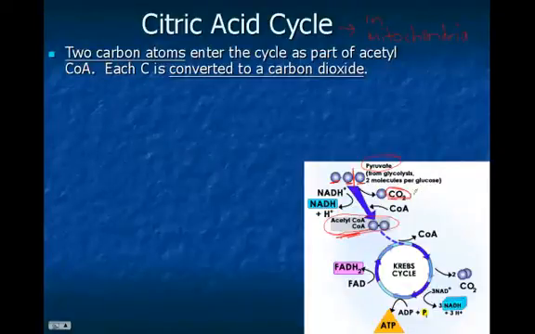Now the cool part is, this tells you why we have to breathe out carbon dioxide as a waste product. It is a waste product of energy production inside your cells. So every time that your cells are producing ATP through the citric acid cycle, they are releasing carbon dioxide. Think about it. All the cells in your body are constantly doing this, so they're constantly releasing lots of CO2.